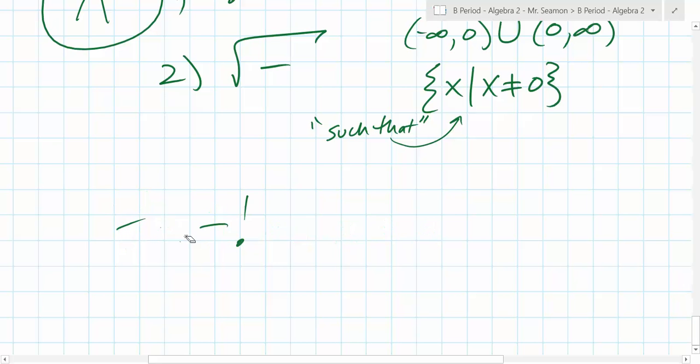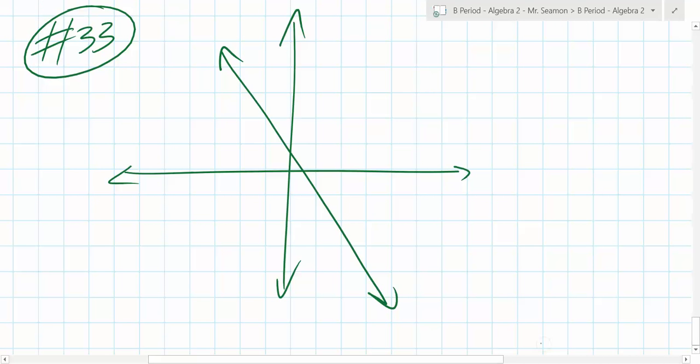Okay, moving on. Other questions from the homework. What do you got, Nate? Aren't straight up or down. What's the domain of that function? All real numbers. What's the range of that function? Exactly.